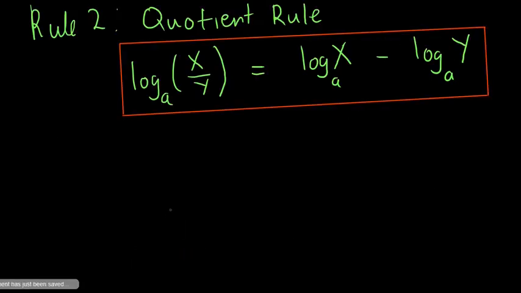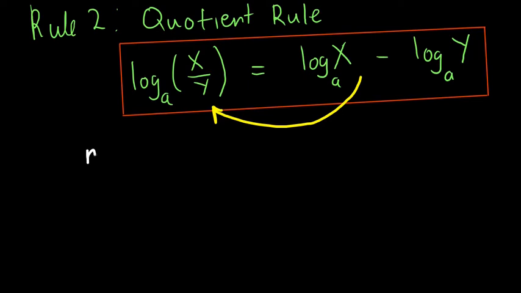So moving on to the second rule, or second property of logarithms, which is the quotient rule. This property is similar to the product rule, but in this case we are simply dividing x and y. As we have seen earlier with the product rule, we are moving from the right side of the equation to the left side of the equation. So the process will be the same as we have gone through earlier.